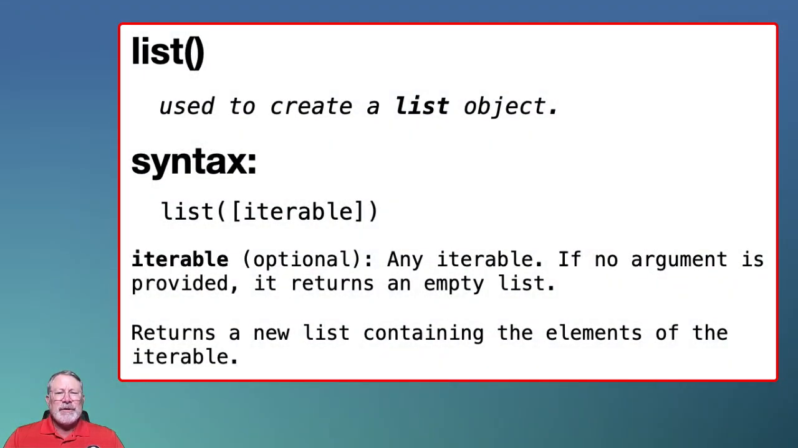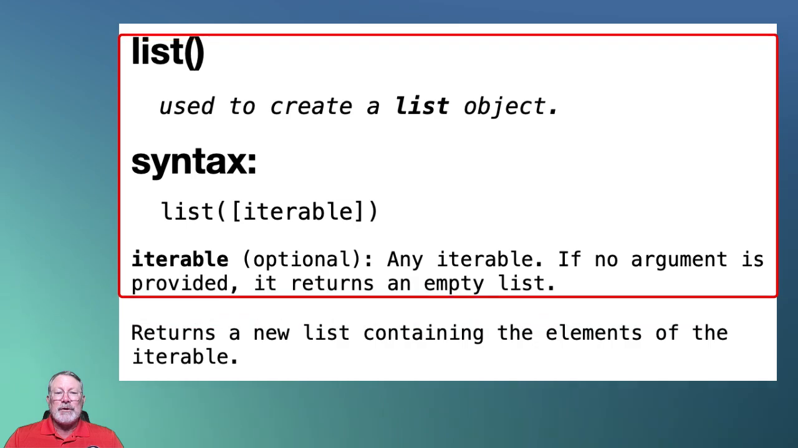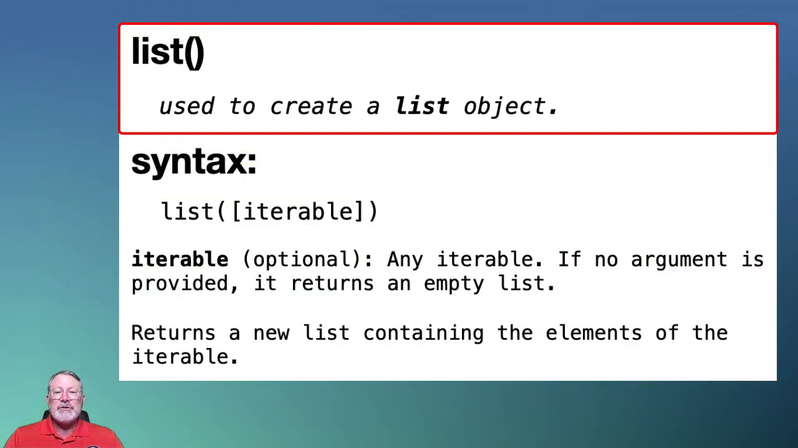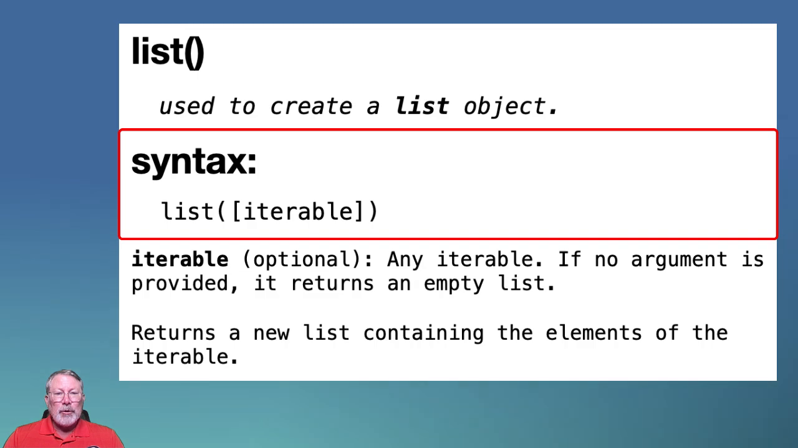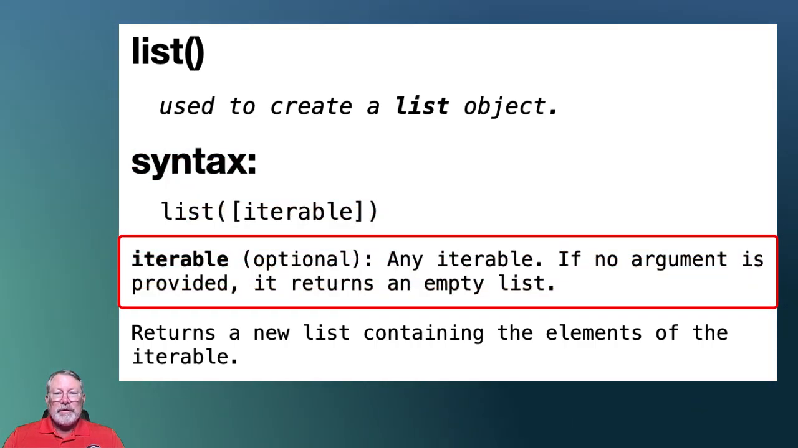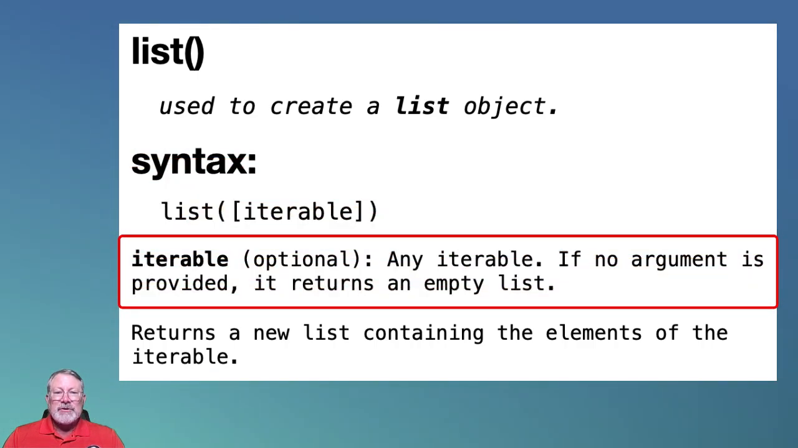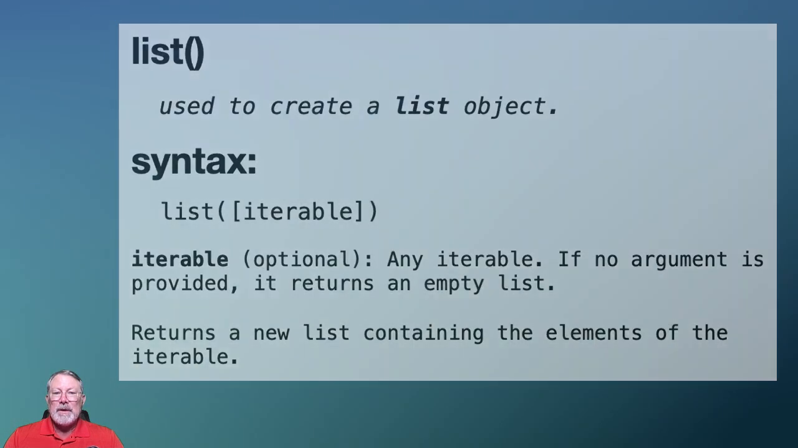What is the list function? It's a built-in Python function that creates a new list or converts an iterable into a list. Here's the syntax: list and an optional iterable, where the iterable is any iterable object such as a string, tuple, set, or generator. If omitted, it creates an empty list. The function returns a list containing the elements of the provided iterable.